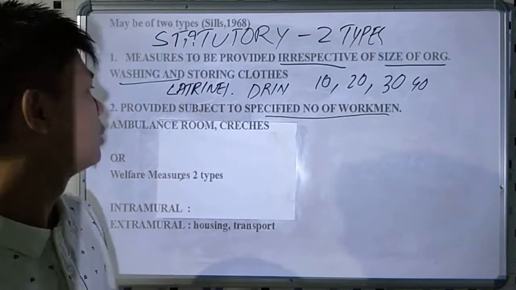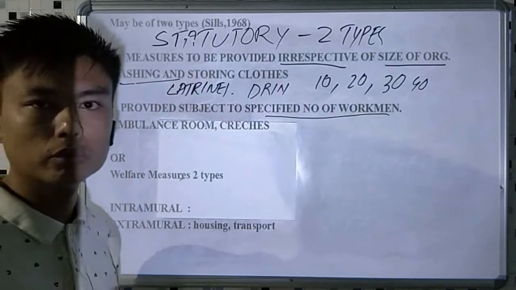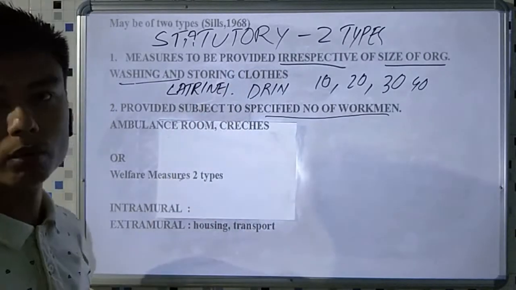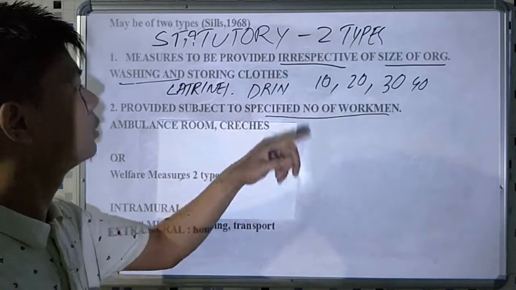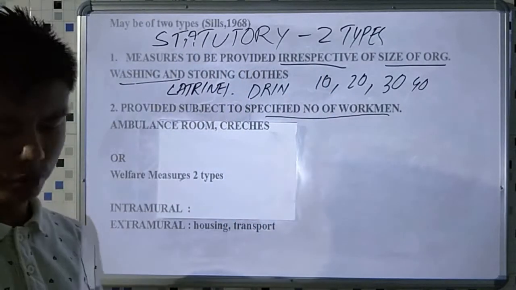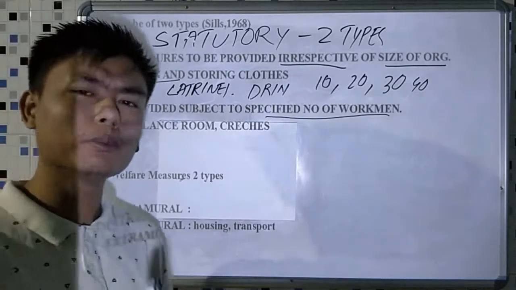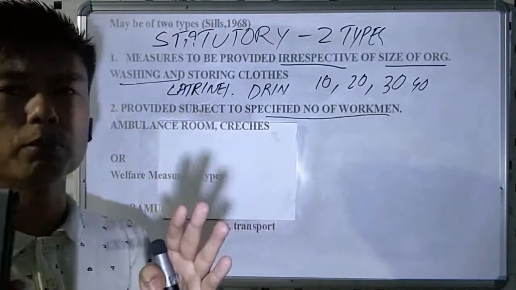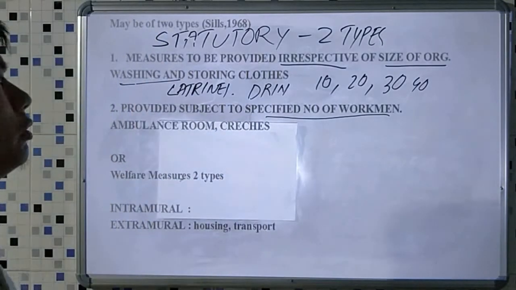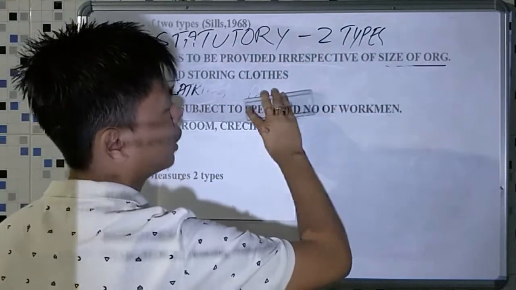See, latrines, drinking water, washing and storing clothes. Is it mentioned that only with 1000 employees will you get storing clothes? No. So this is irrespective of the number of workmen. They do not mention that you must have a specific number, then only you have to provide. You have to provide no matter how many you have. Subject to a minimum, for factories at least you have to have 10, but that is a different case.